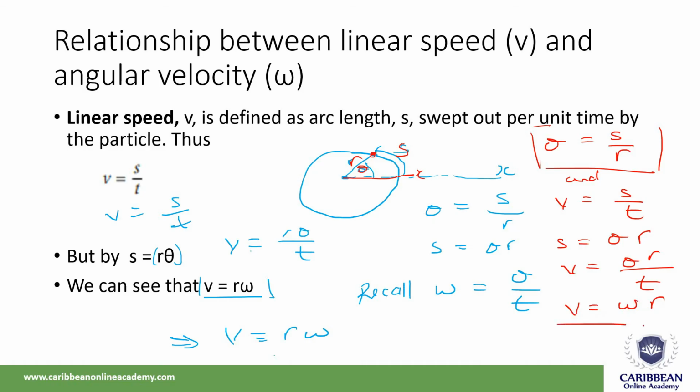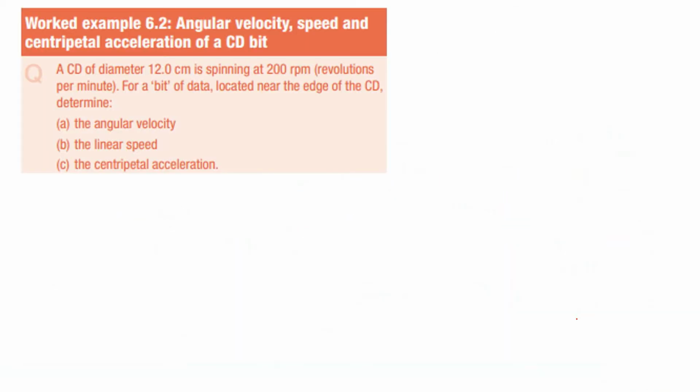So this is the equation that highlights the relationship between linear speed and angular velocity. This is something that we will use eventually. All right. Before we go any further, let's just practice a little bit of what we have gone through so far.